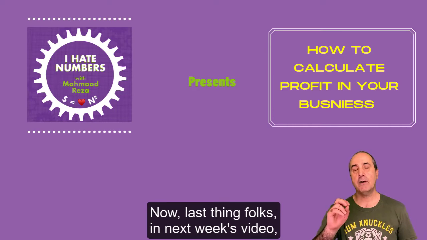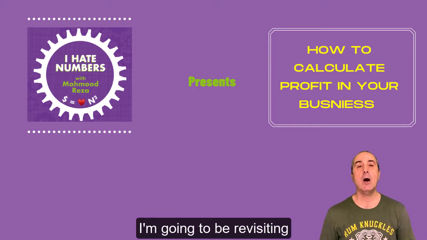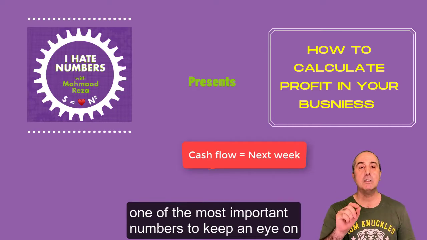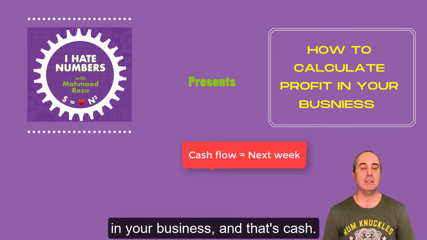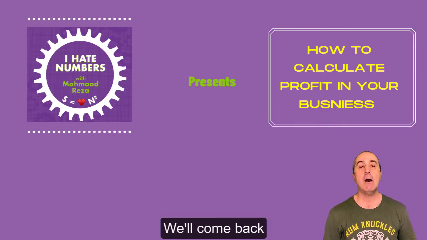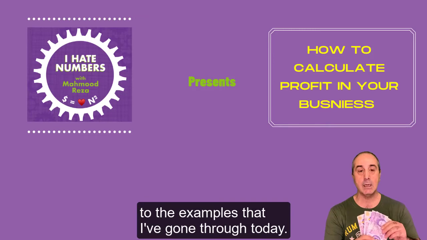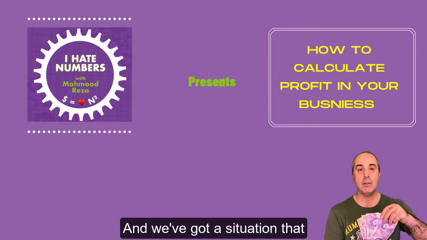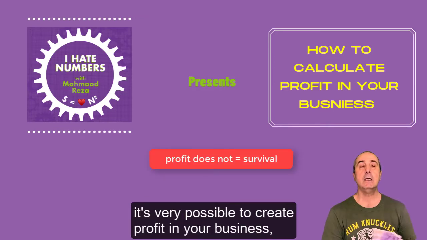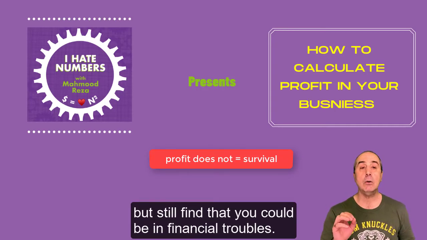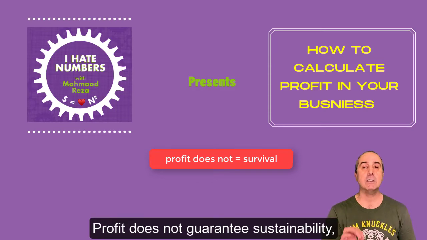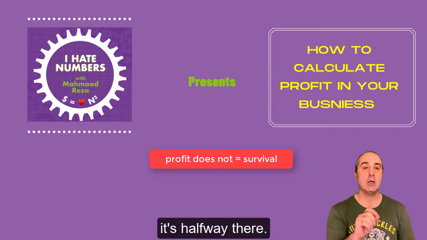Now, last thing, folks, in next week's video, I'm going to be revisiting one of the most important numbers to keep an eye on in your business, and that's cash. We'll come back to the examples that I've gone through today, and we've got a situation that is very possible: to create profit in your business, to be successful, but still find that you could be in financial troubles. Profit does not guarantee sustainability, it's halfway there.